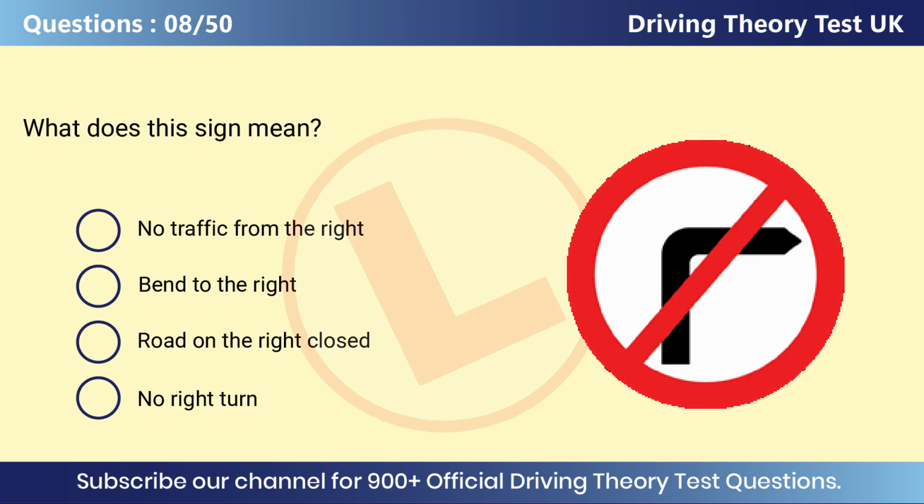Question 8. What does this sign mean? A. No traffic from the right. B. Bend to the right. C. Road on the right closed. D. No right turn.